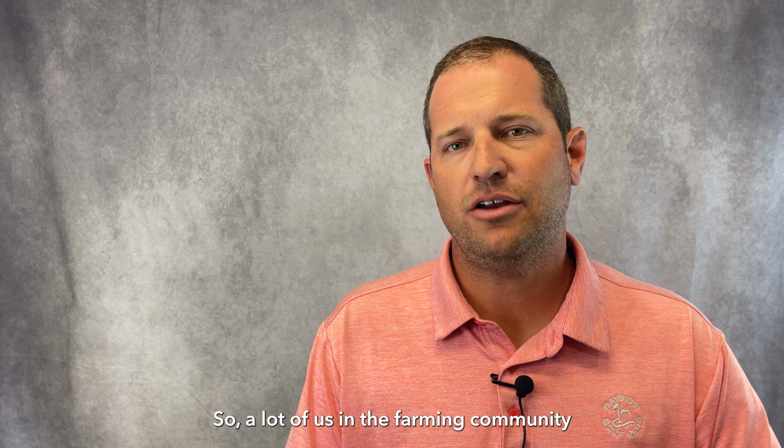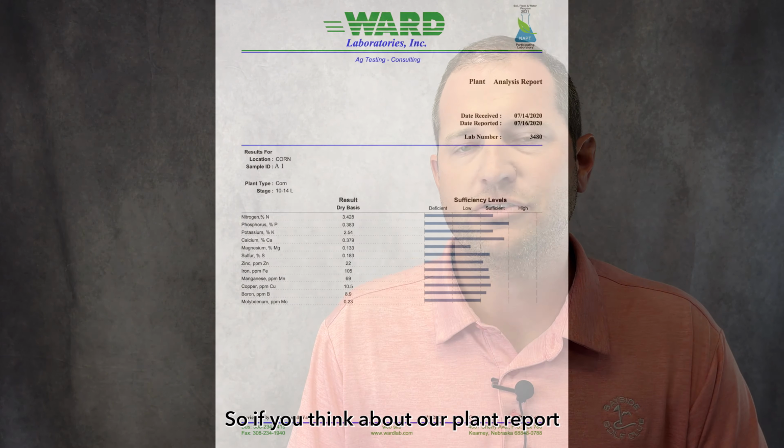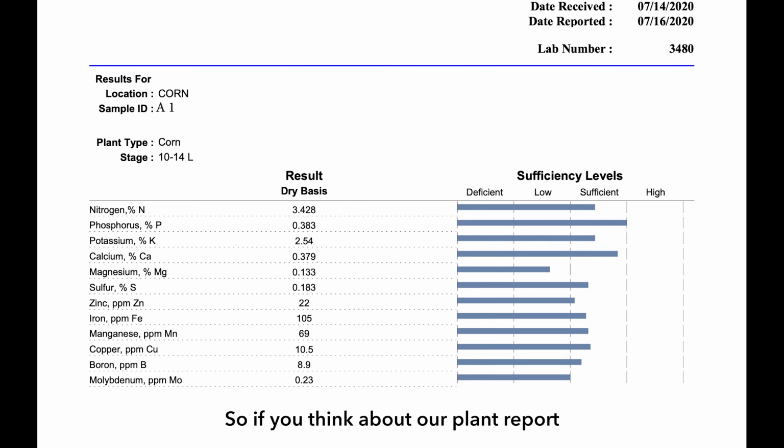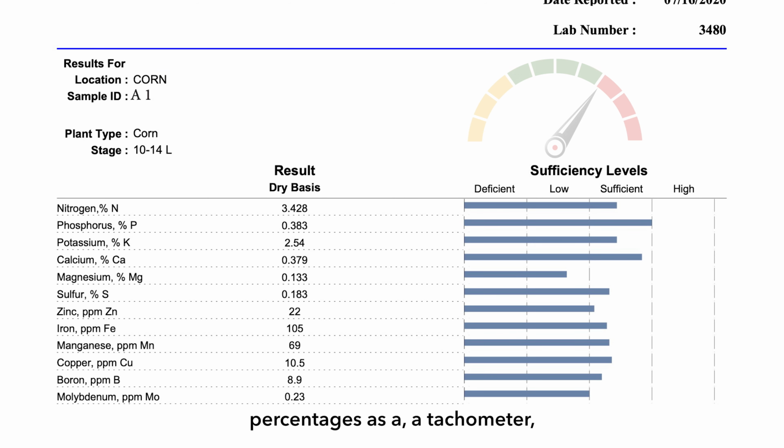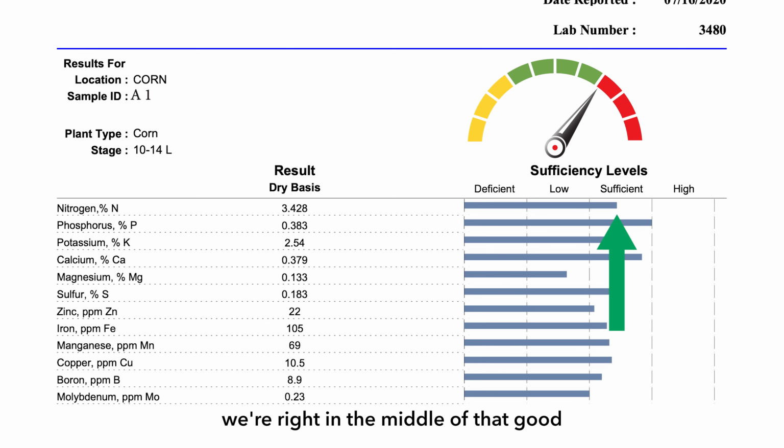So a lot of us in the farming community, we know about torque and horsepower when we're talking about our equipment. So if you think about our plant report percentages as a tachometer, looking at the torque that we're producing or the RPMs that we're producing in our engine, we want to see that it is in a window of our main power band, so to speak. So we want our nitrogen to be falling in that good category, because if we're right in the middle of that good category, say 60% or so, that means that we are in the right range to be able to have the maximum horsepower or the maximum power coming out of that plant.